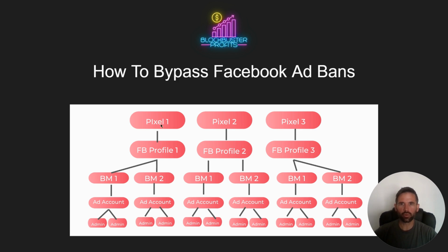So as you can see here, we've got Pixel 1, Pixel 2 and Pixel 3. Now, you can think of this as different niches or different offers. So let's just say, for example, you're an affiliate and you want to scale your offers in agency accounts so that you can avoid getting banned. Okay, so Pixel 1 might be a weight loss offer. Pixel 2 might be an ED offer. Pixel 3 could be a toe fungus offer, for example.